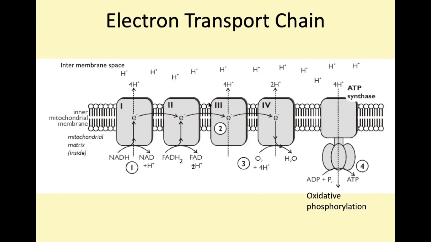Now, once we've got this gradient here, what we see is hydrogen flowing down the concentration gradient in a chemiosmotic process, and we're going to call this oxidative phosphorylation. Oxidation is occurring, and we're getting loads of ADP going to ATP. 28 ADP is going to go to ATP in this.